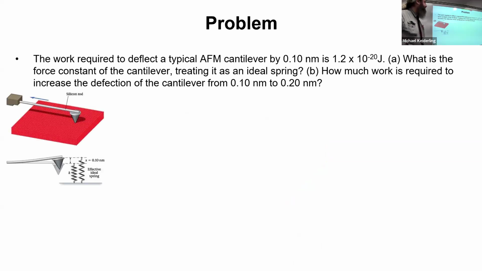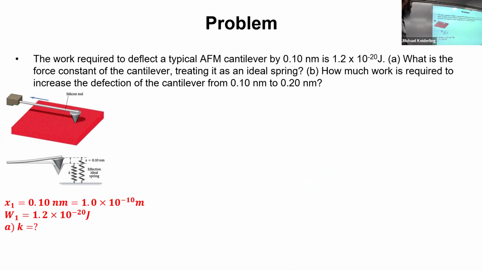So for this, we know our x1 is 0.1 nanometers, which is 1 times 10 to the minus 10 meters. We know work 1 is 1.2 times 10 to the minus 20 joules. We want to find k. Also for part B, x2 is 0.2 nanometers, or 2 times 10 to the minus 10 meters. And we want to find the change in work from 0.1 nanometers to 0.2 nanometers. So for that, we're going to need to find work 2 and subtract work 1 from it.